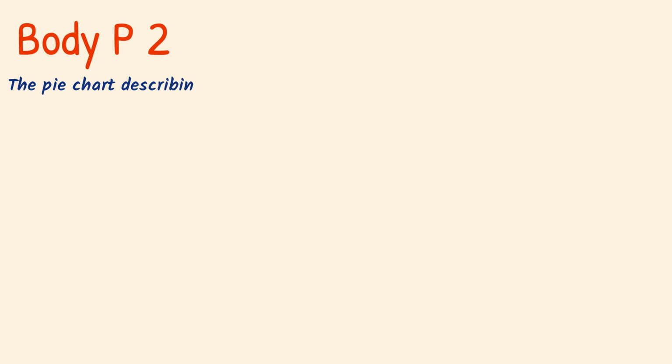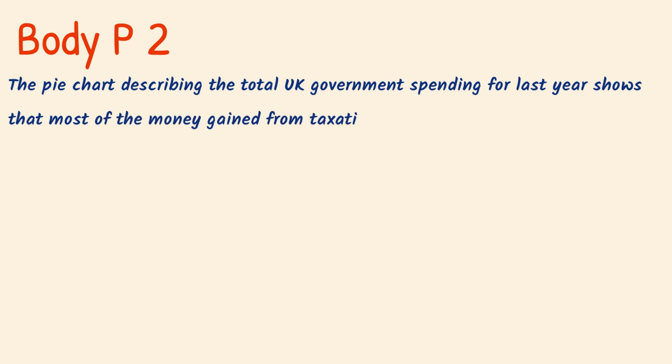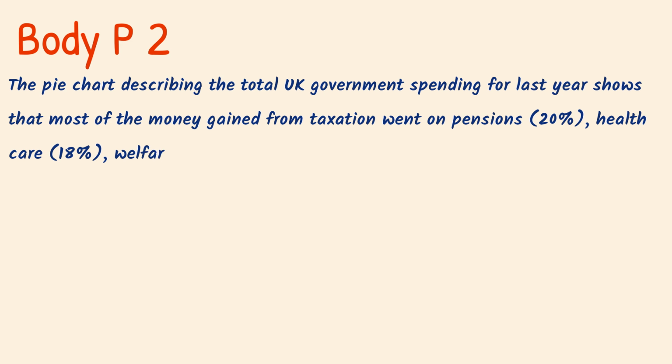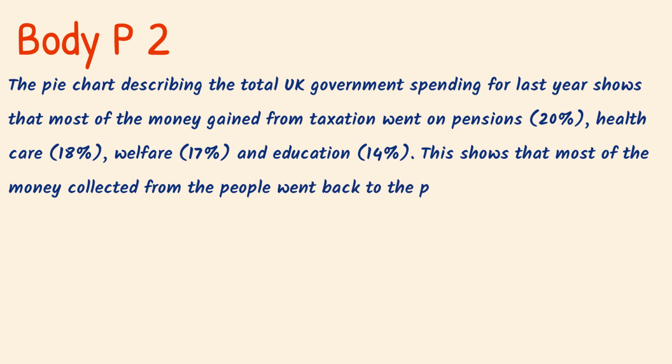So let's just start writing our second body paragraph. The pie chart describing the total UK government spending for last year shows that most of the money gained from taxation went on, pay attention to this verb here, went on pensions. Again, I write the percentages here in parentheses, all right? 20%, healthcare, 18%, welfare, 17%, and education, 14%. That's it. So I mentioned all the main sources of government spending. And after that, I should mention here that this data shows that the money collected from the people went back to the people again, all right? This shows that most of the money collected from the people went back to the people.